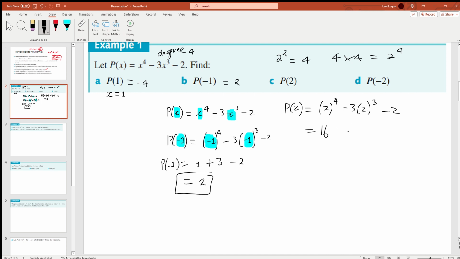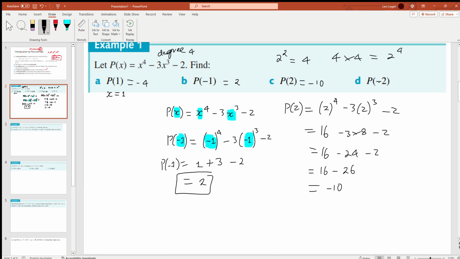2 to the power of 3 is 8. So it will be negative 3 times 8 minus 2. So we get 16 minus 24 minus 2. So we get 16 minus 26 gives us negative 10. So that will be negative 10 in that case there.